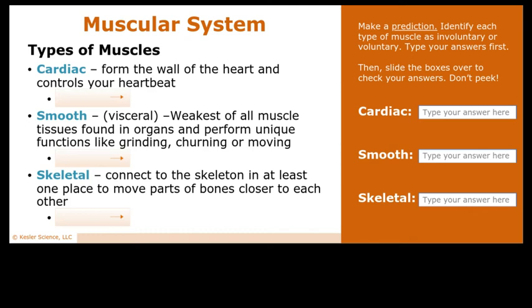So, types of muscles. Cardiac muscle forms the wall of the heart and controls your heartbeat. Smooth muscle, also called visceral, is the weakest of all muscles. It is tissue found in organs that performs unique functions like grinding, churning, or moving. Again, this has a lot to do with your guts. Skeletal muscle connects muscle to the skeleton, or muscle to something else, in at least one place to move parts of the bone closer to each other, so to give you movement.